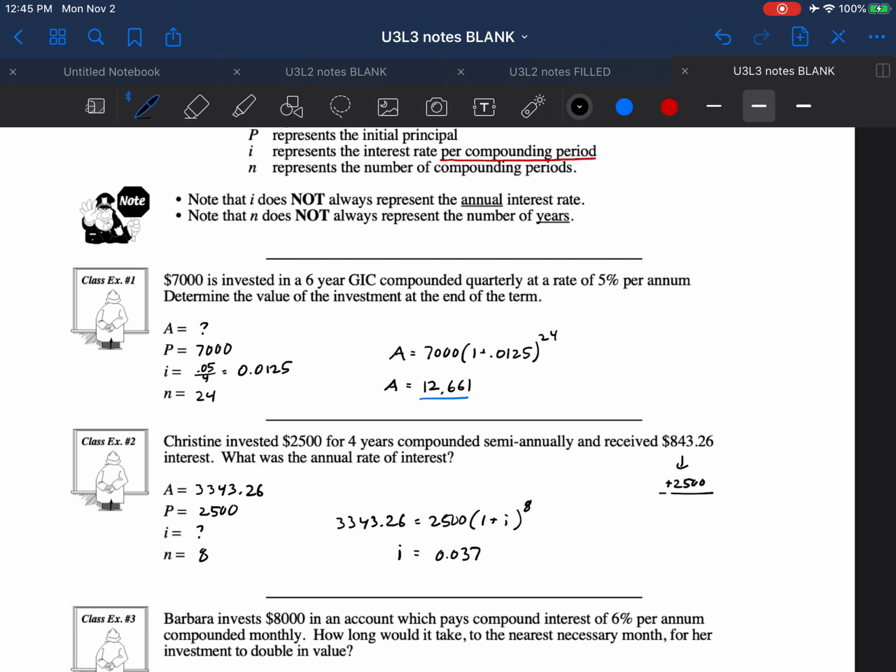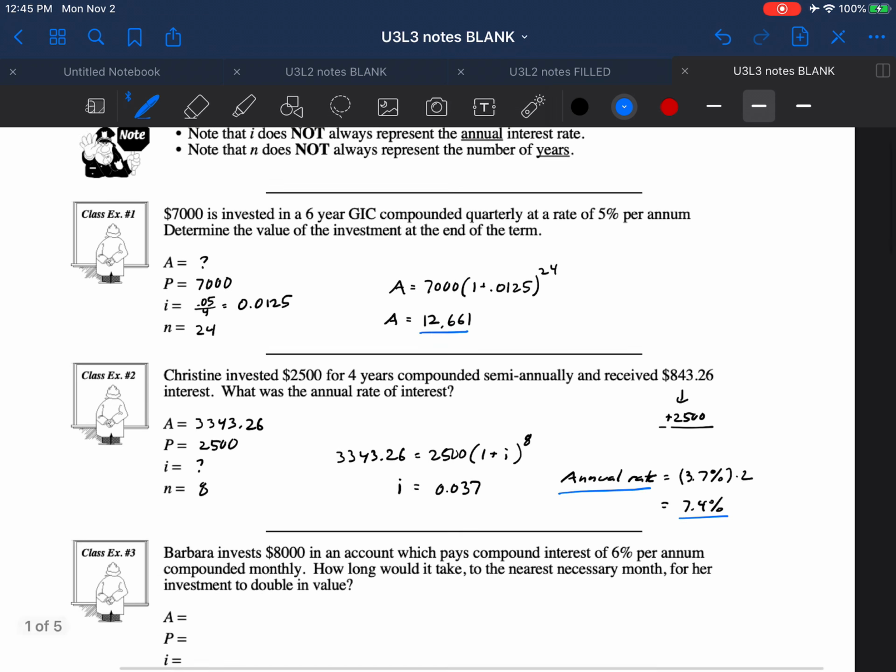NSolve is telling me that I is equal to 0.037. So the annual rate is 3.7% times 2, because remember that 3.7 is a semi-annual rate, so that's 7.4%. That's a pretty good annual rate. I would take that in a heartbeat. 7.4% a year.